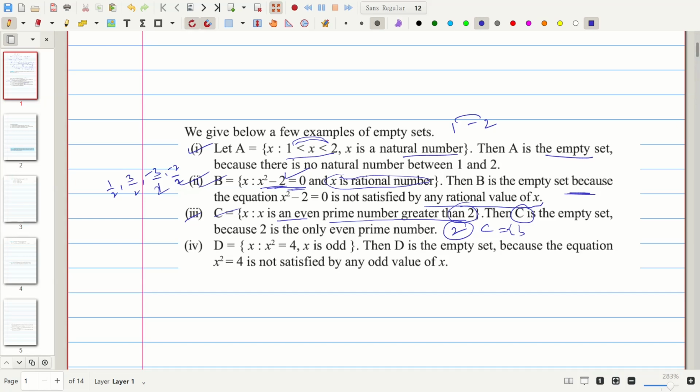A prime number is one that is divisible only by its own number and by 1. That kind of number is called a prime number. And in example D, x squared is equal to 4, where x is odd. Suppose you take odd numbers 1, 3, 5, 7 and put them in for x, no odd number will satisfy this equation. Therefore, D is also an empty set.